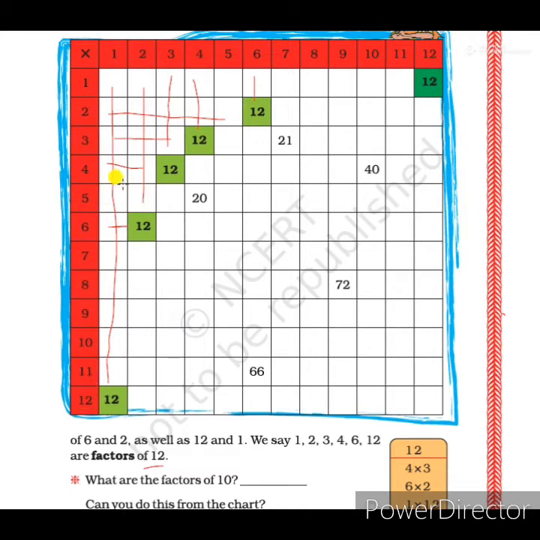So you see that chart, in which numbers' tables the 12 is coming. First, 12 is coming in the multiplication table of 1, after that 2's table, after that 3's table. That means 1 into 12 is 12, 2 sixes are 12, 3 fours are 12, after that 4 threes are 12, 6 twos are 12, and 12 ones are 12.